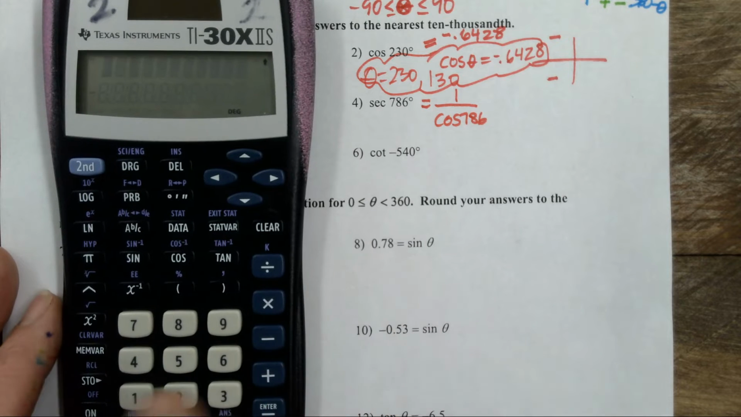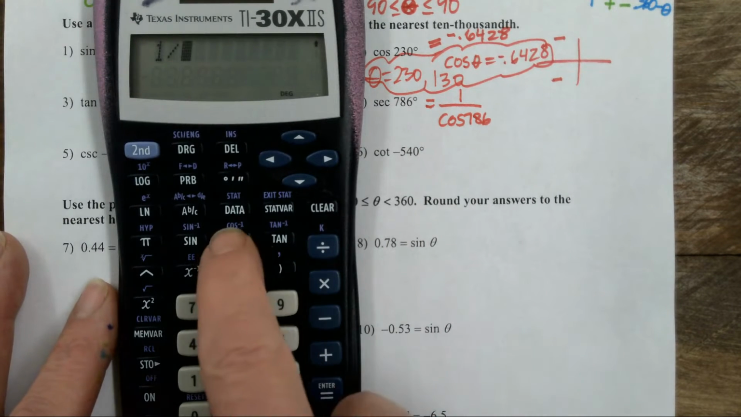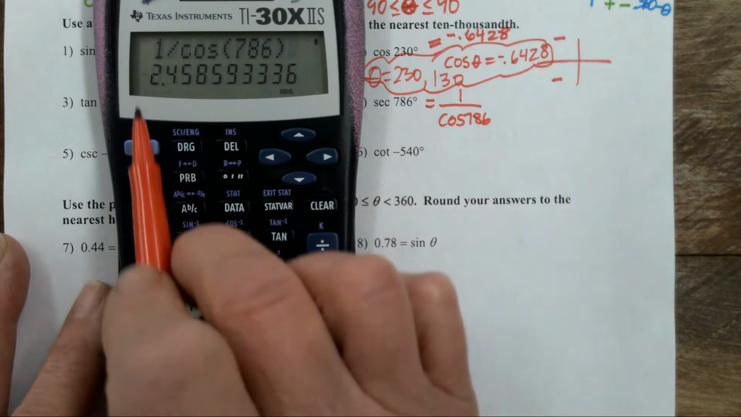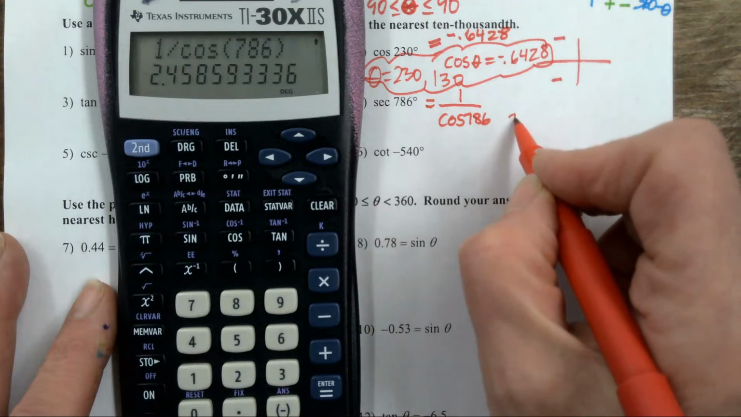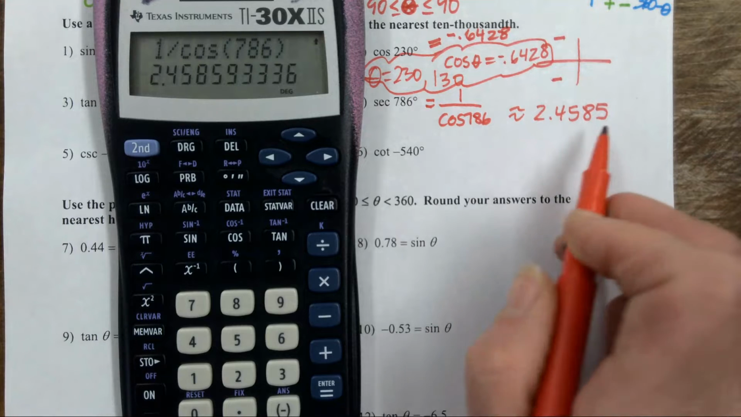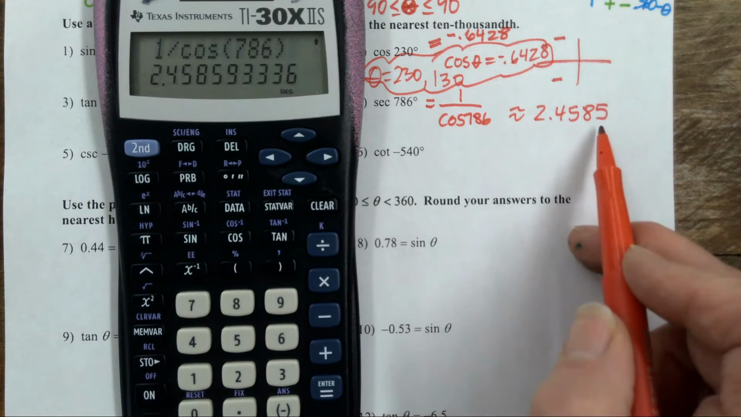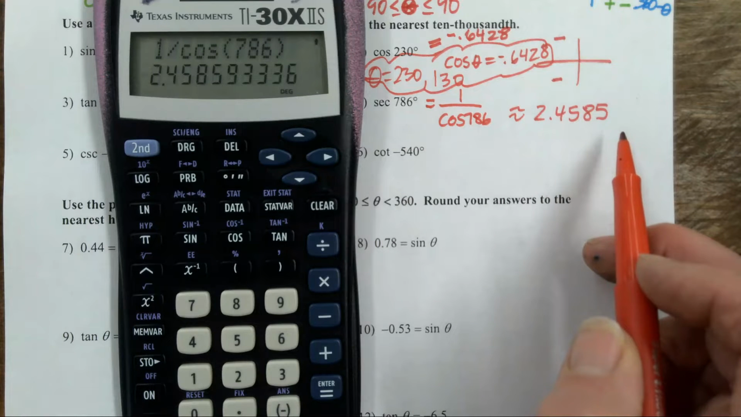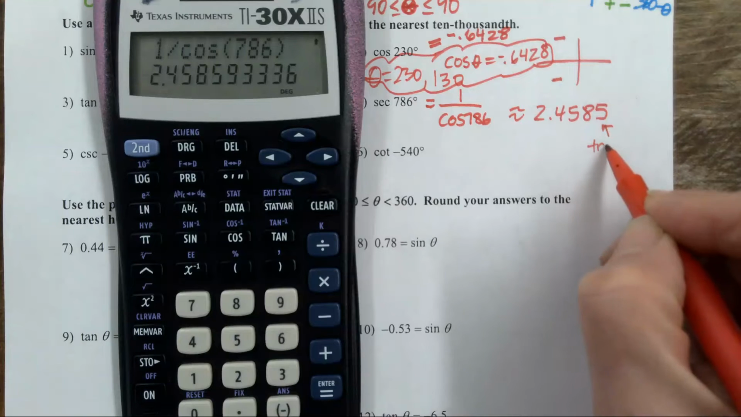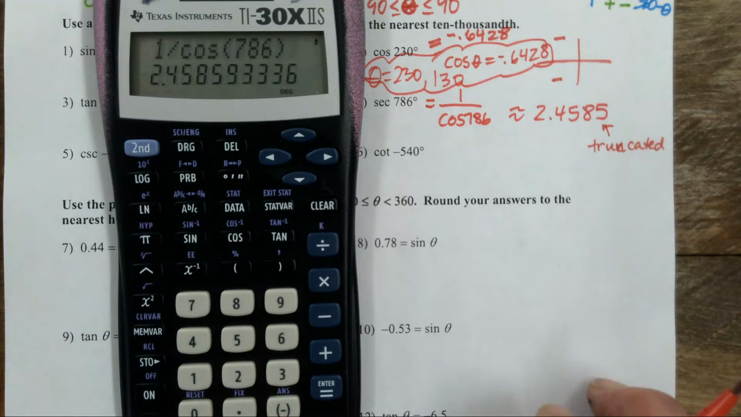So I do 1 divided by the cosine of 786, and I will get about 2.4585. Again, you can truncate, cut it off, or round. You could write this as 2.4586 if you wanted. I would accept both answers. This is a truncated answer, as opposed to a rounded answer.